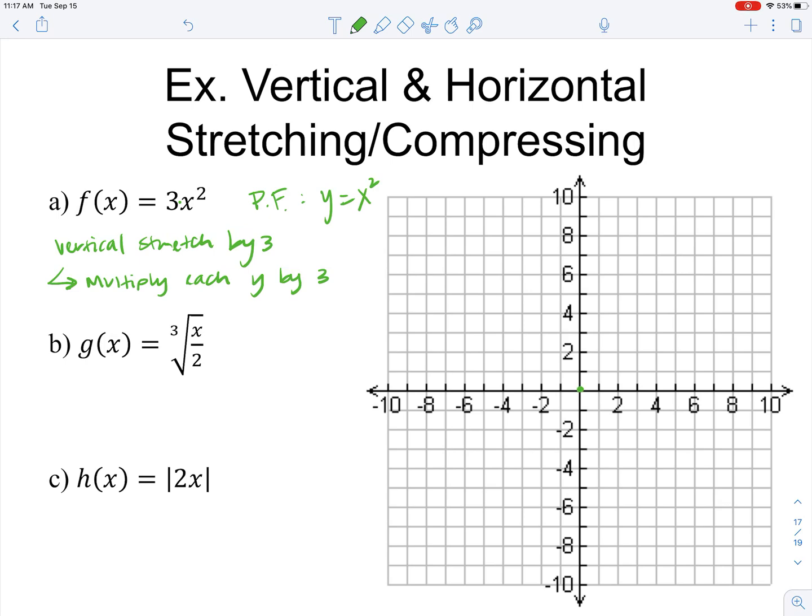Okay, so 0, 0 would stay the same. 1, 1 would end up at 1, 3. Negative 1, 1 would end up at negative 1, 3. 2, 4 would end up at 2, 12, so it would be off of the graph. It would be like up here. And negative 2, 4 would end up at negative 2, 12 and would be off of the graph.